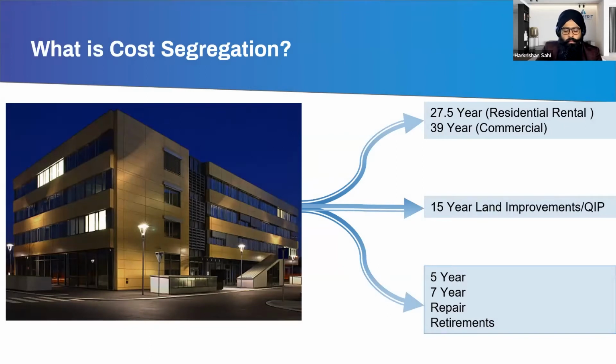So this is just a simple picture showing what happens in a cost segregation study. Let's say you acquire property, and after you acquire it, it goes on your depreciation schedule. What we're trying to do is allocate a portion of that basis into 5-year, 7-year, 15-year QIP or 15-year land improvements, any repairs, retirements, and the remaining portion moves to 27.5-year residential rental, or 39-year commercial. So that's the exercise that a cost segregation study goes into.